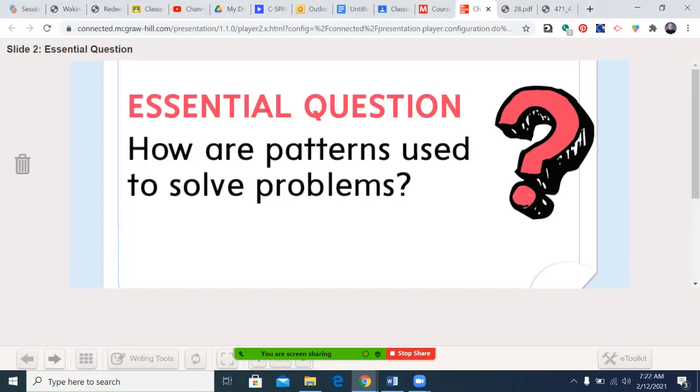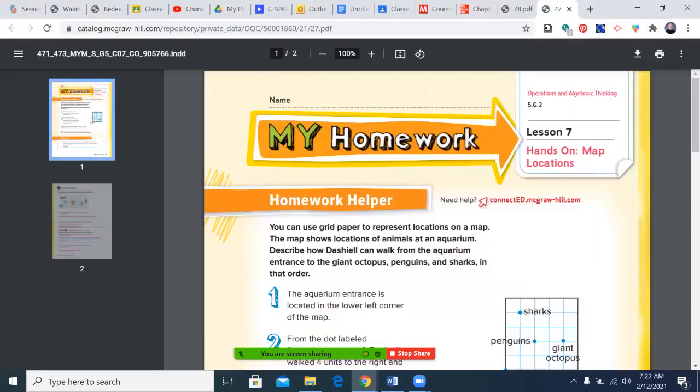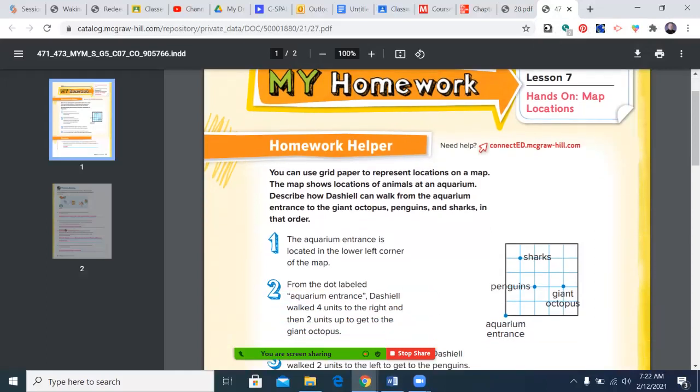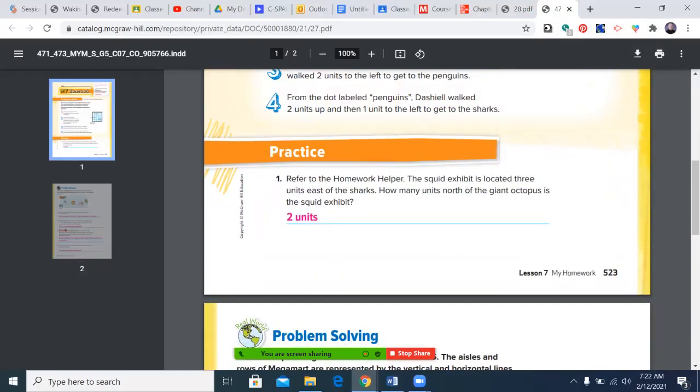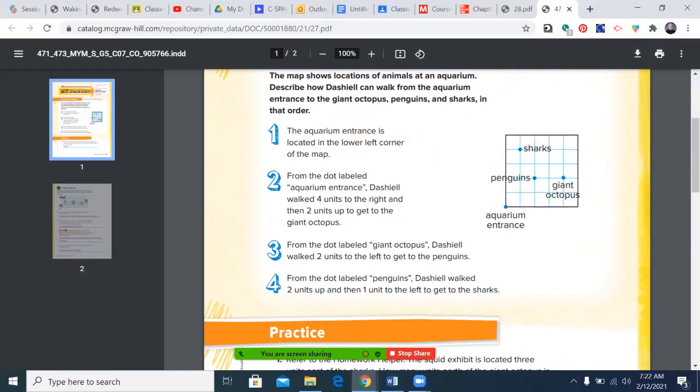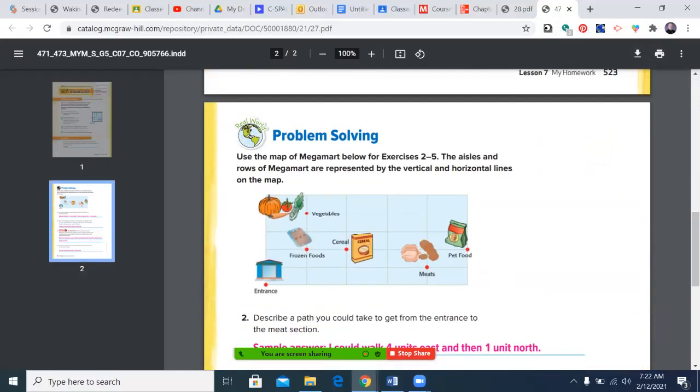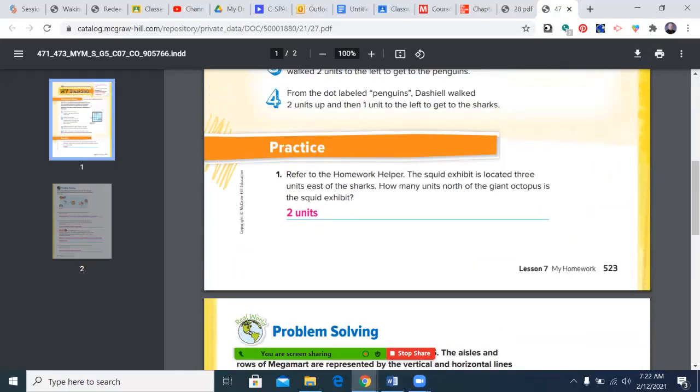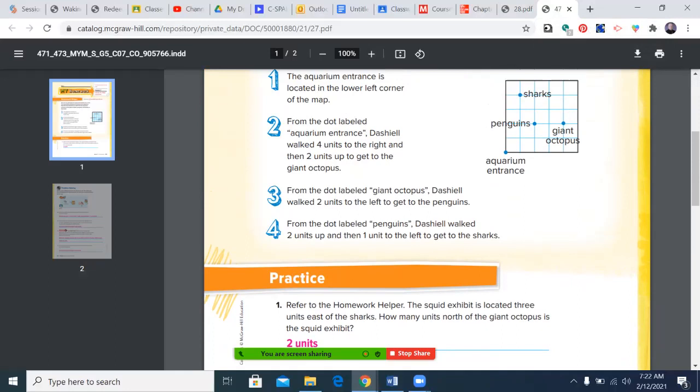Under the essential question of how are patterns used to solve problems, we'll begin by looking at the end of last session's homework. That was Lesson 7, hands-on map locations. You needed to follow the directions on here, and they used grids, very much like you will be using today.